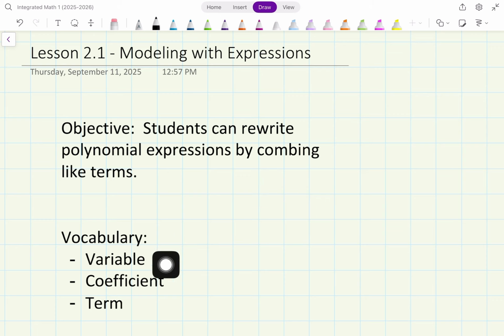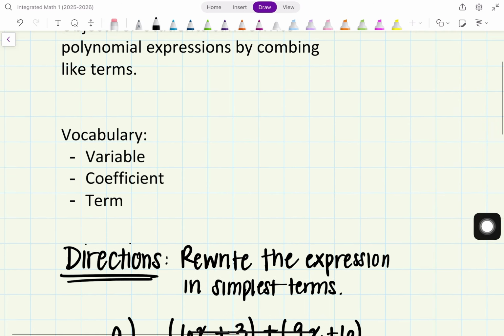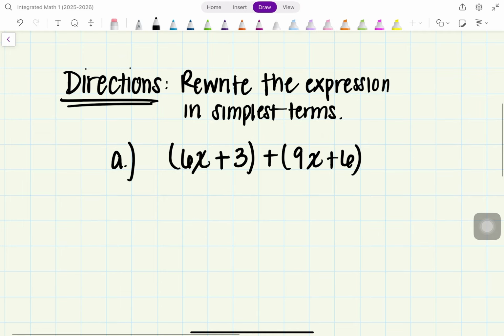So variable, once again, talks about the letter used within the expression. Coefficient is a number in front of the letter, in front of the variable, and then we have term. So directions here, go ahead and write this down, and we're going to start off with problem A.